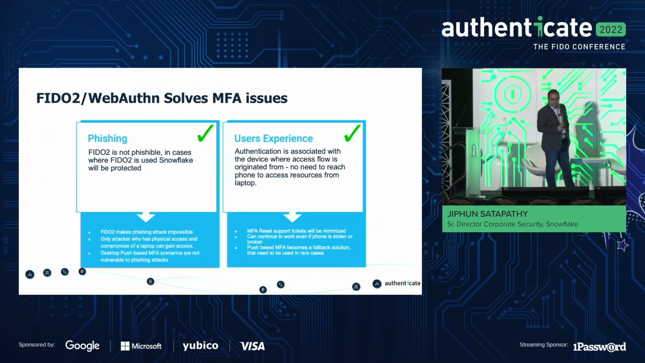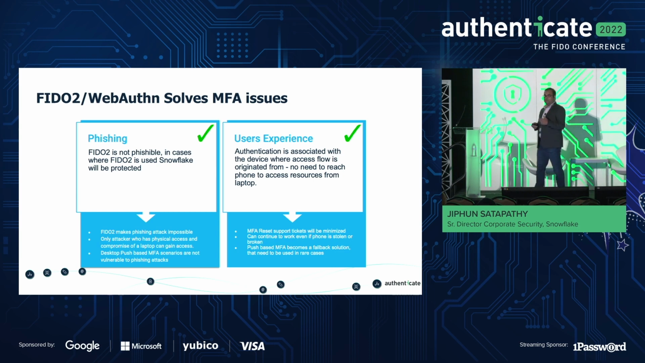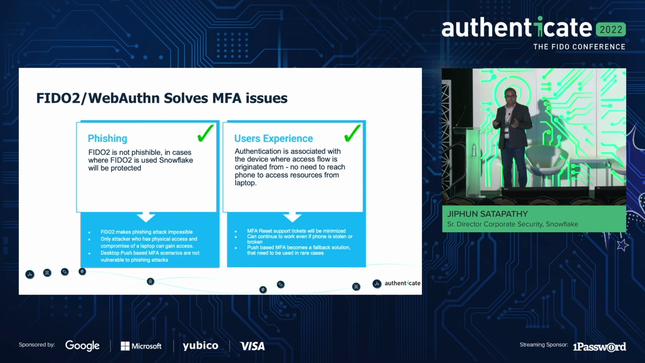So what are some of the key benefits that we got when we rolled it out? First one is obviously phishing attacks. Unless the attacker has access to the physical device, it is impossible to mount a phishing attack on your FIDO2-based MFA. And if they have literally gotten access to that primary device, then obviously at that point of time, all bets are off. The likelihood of somebody mounting a phishing attack goes down significantly, and so that makes the MFA flow that you have unphishable.